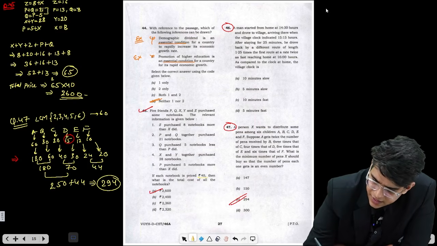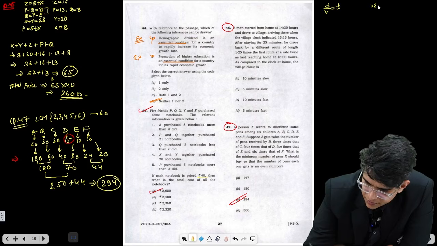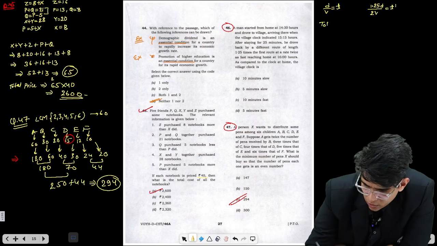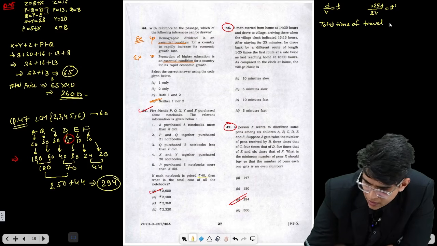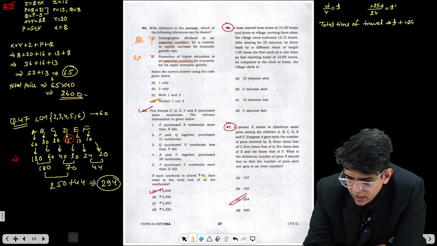Here initially let the distance be d and the velocity be v, so the time taken is t. In the return journey they have told you that the distance is 1.25 times, and he drove at twice the rate, so 2v, and the time is t dash. Total time of travel is t plus 1.25 by 2t.